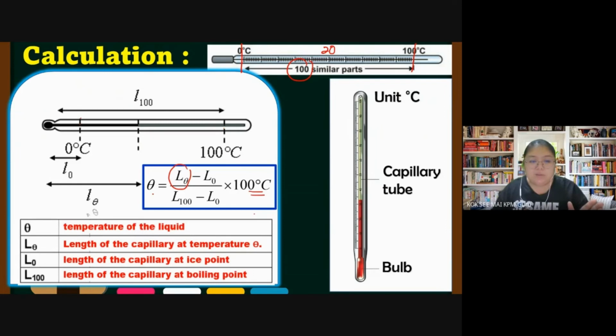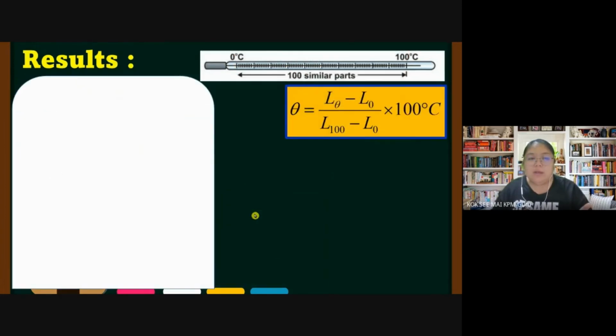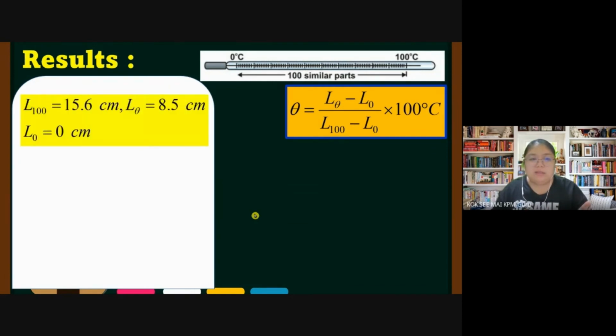So I just want you to answer one question before you leave. Okay, try this question. When I get 100 degrees Celsius, I find the length is 15.6. Then at 0 degrees Celsius, the length is exactly 0. Now they put in one of the liquids, I don't know how many degrees Celsius, but it is 8.5 cm. I want you to give me the answer. What is L data?